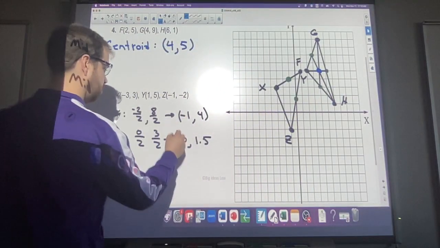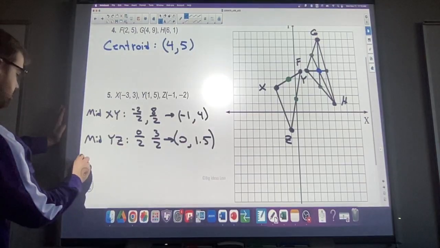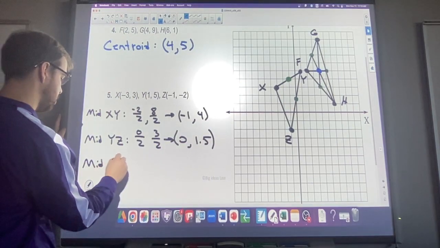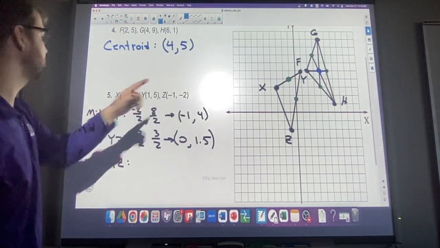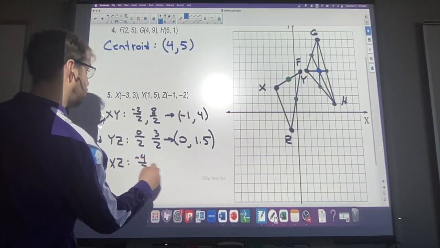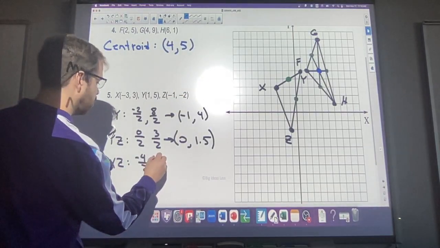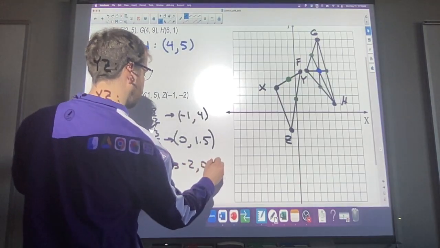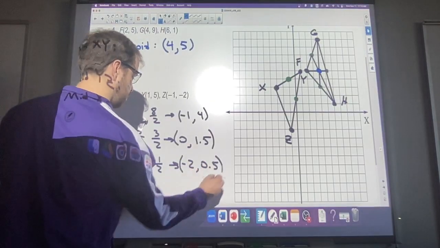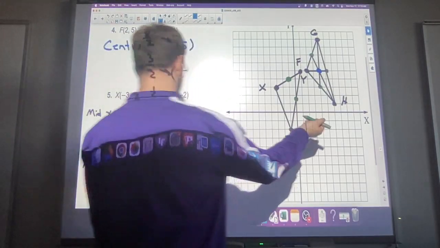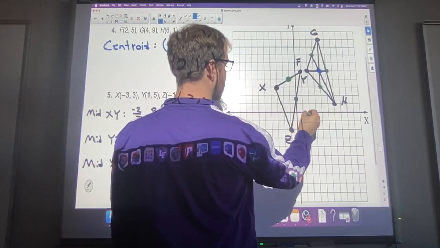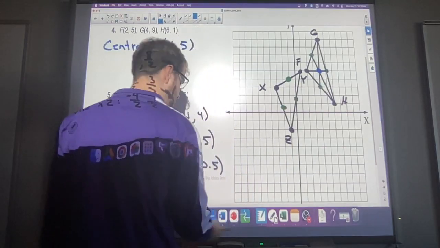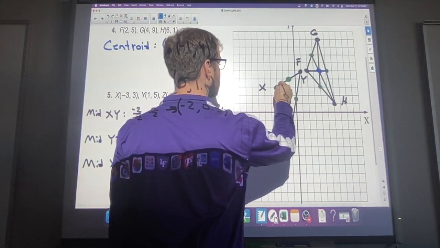And then the last midpoint is from X to Z. Negative 3 and 1 is negative 4, so negative 4 over 2. 3 and negative 2 is 1, 1 over 2, which gives me negative 2 and 0.5, or a half. Negative 2, 0.5, right there. My line was off a little bit. If I just adjust that. There we go. Okay.